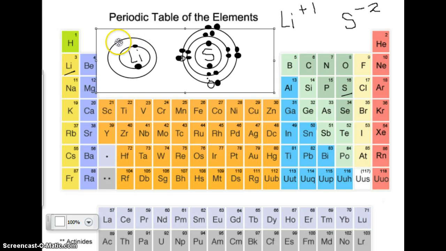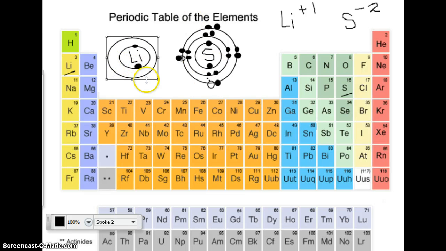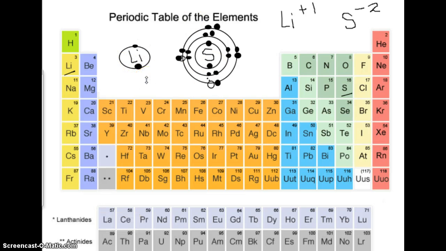And lithium's going to lose this outer shell, which of course it's not letting me do. Lithium's going to lose that outer shell. Its first shell has 2 electrons.